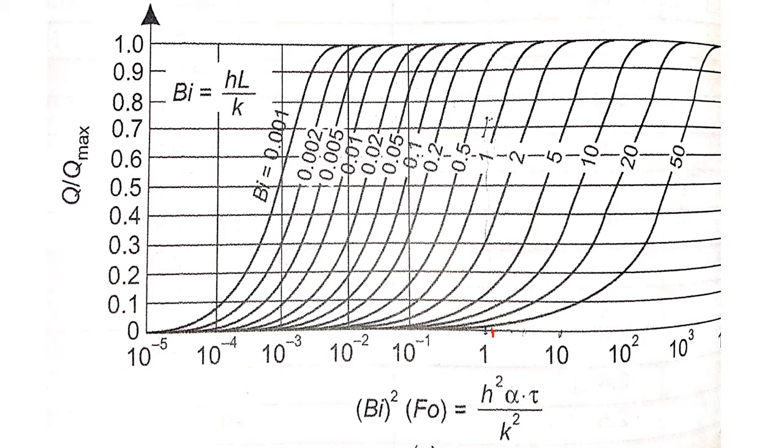I have already calculated it as 0.7. Now if we read it here, it will be around 0.68, no problem. There might be some error in reading this graph. I think you have understood this.